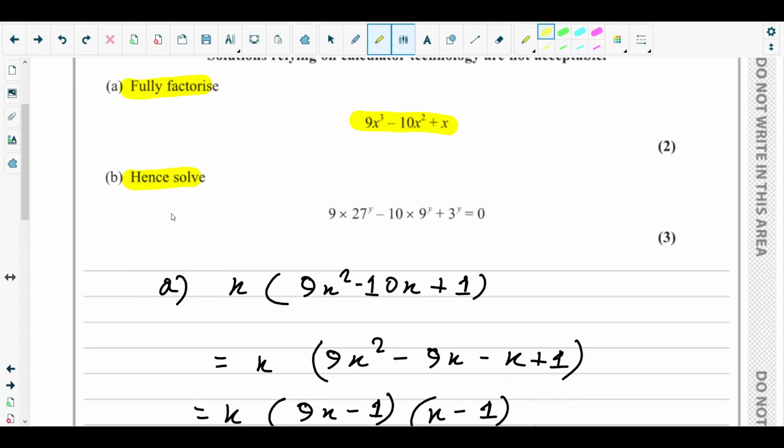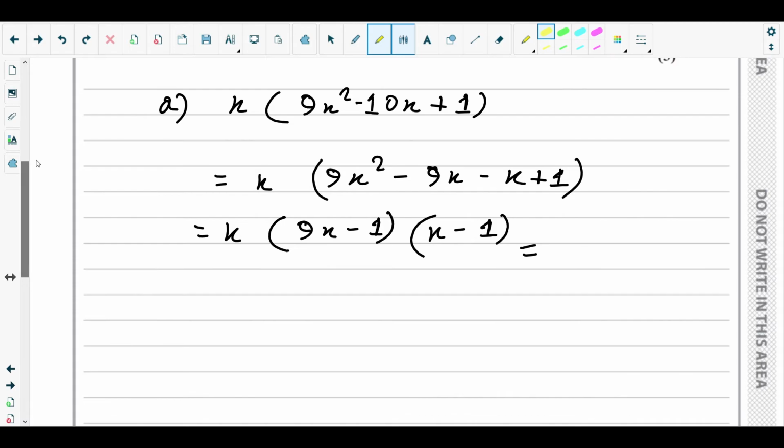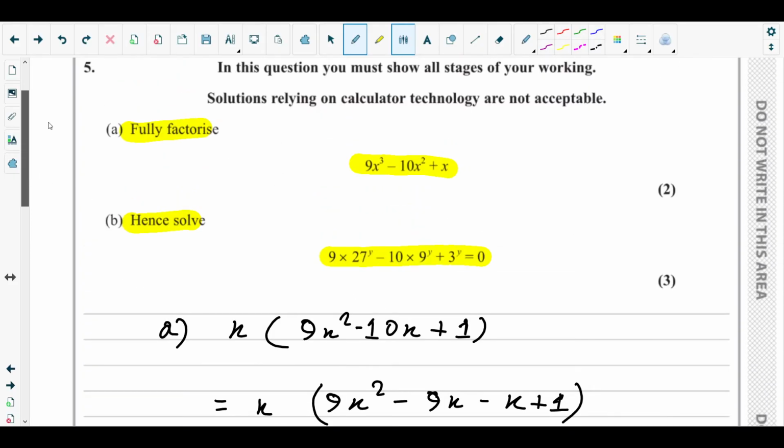Next, part B. They said hence solve. Since they said hence, that means we need to use our previous answer to solve 9 times 27 to the power y minus 10 times 9 to the power y plus 3 to the power y equals 0. So we need to relate the given equation with the previous factorized form. How can we relate? Can you make some relationship here?